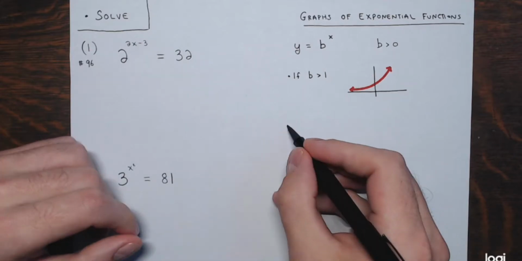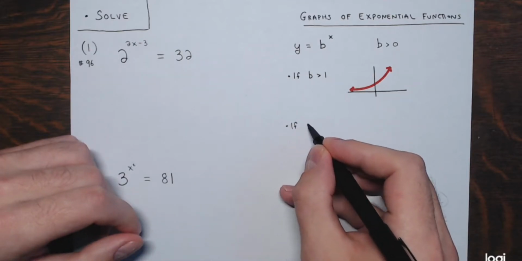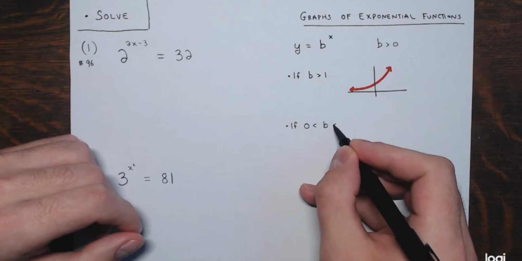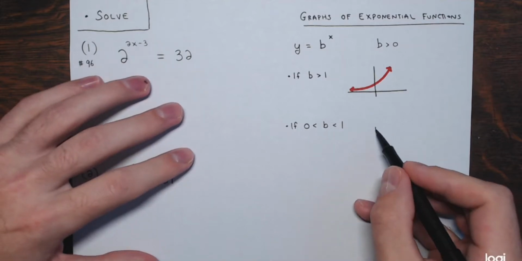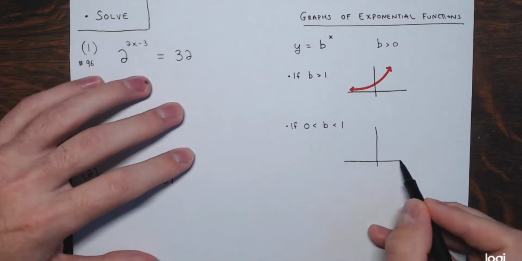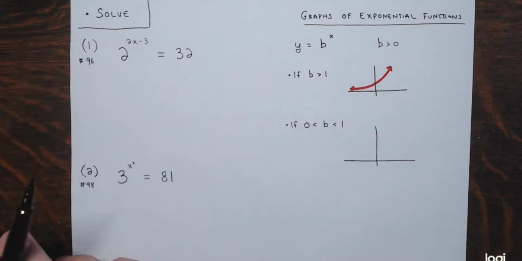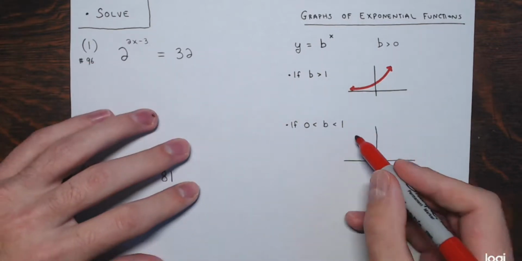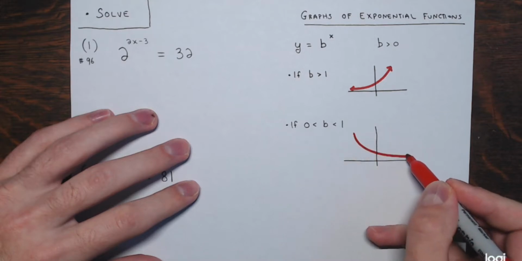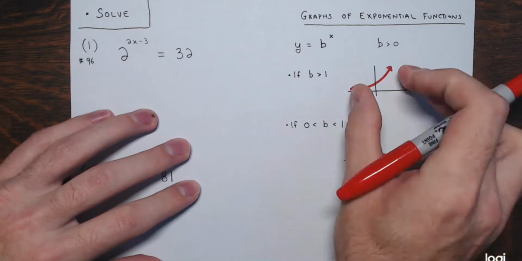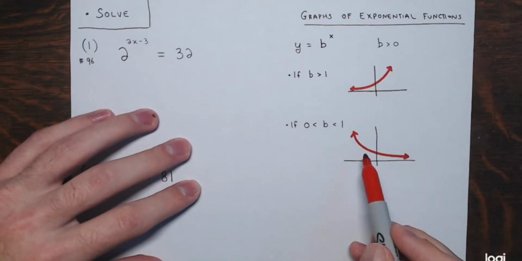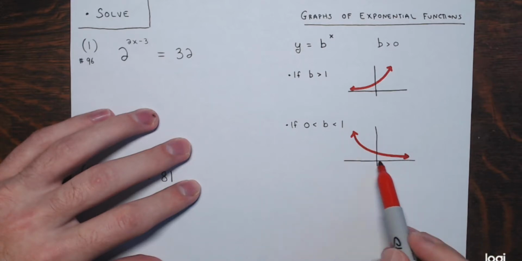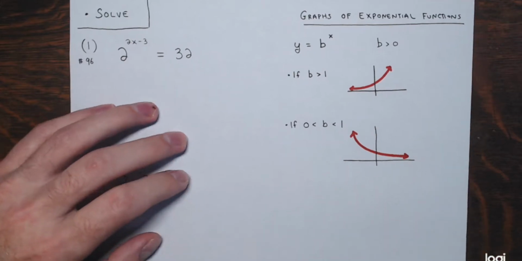And the other case we saw was if the base was between 0 and 1, like a half or a third or something, the graph of that kind of exponential function, y equals b to the x, was a decreasing function. Something like this. I just kind of flip the first case over the y-axis. So again, all positive outputs. The x-axis was again a horizontal asymptote and all that.